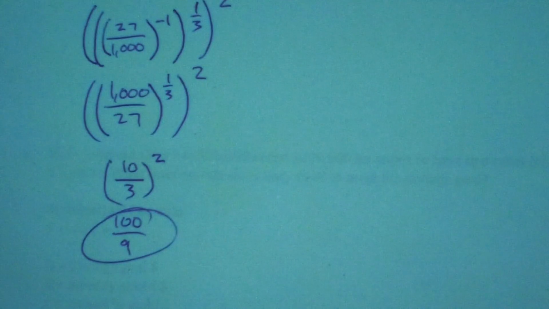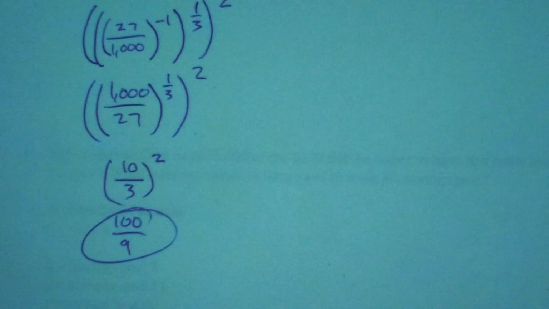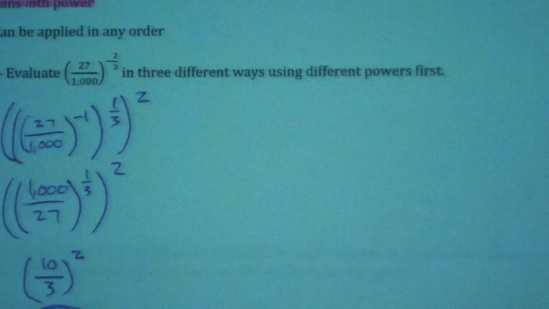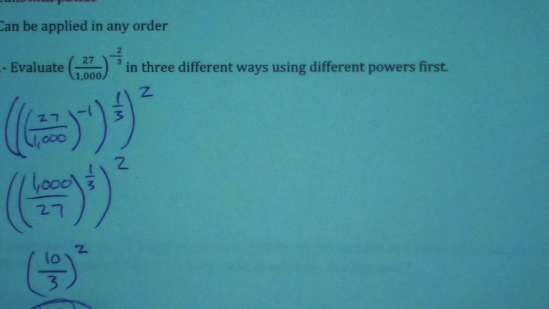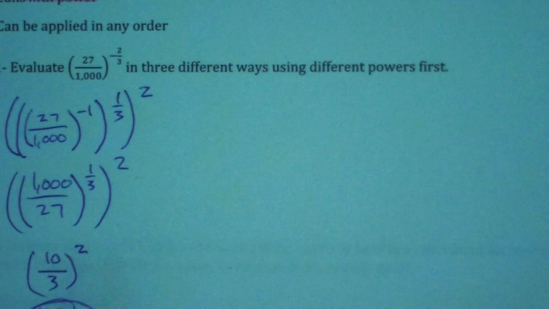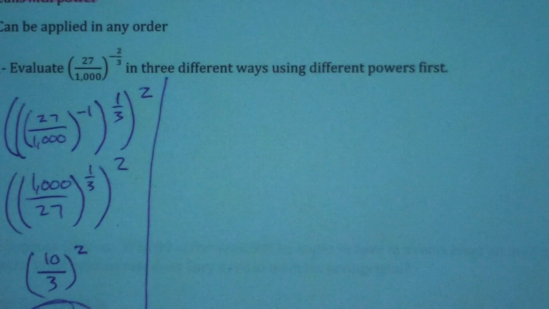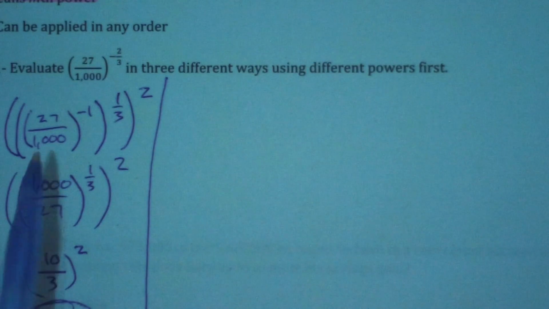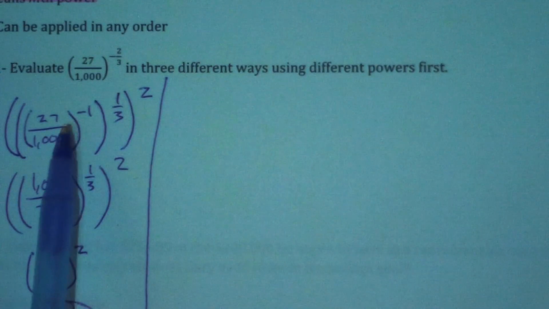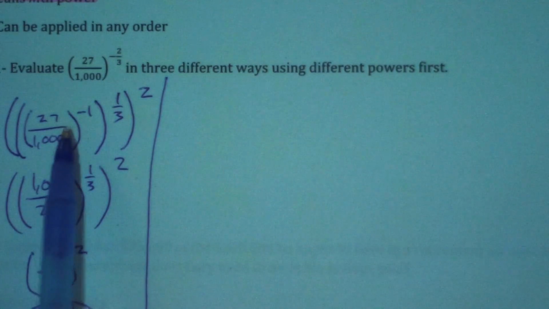So I'm going to start 27 over 1,000 again. And again, most of the time you don't have to do this out 3 different times, but they're just asking us to here. So I'm going to go a third first. And I think I'm going to go squared second. And then the -1 last. Again, it doesn't matter.